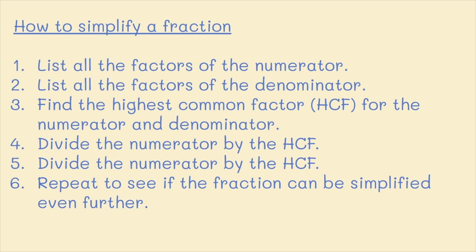First of all, if you can't use your equivalent fraction family knowledge, you're going to list all the factors of the numerator. Then you're going to list all the factors of the denominator. Then you're going to find the highest common factor for the numerator and the denominator, and I'm going to explain what that means in a minute. Then you need to divide the numerator by the highest common factor, and then divide the denominator, I should say actually, by the highest common factor. So you're dividing both the numerator and the denominator by the highest common factor. Then if you still think that it could be simplified even further, you repeat the whole process again.